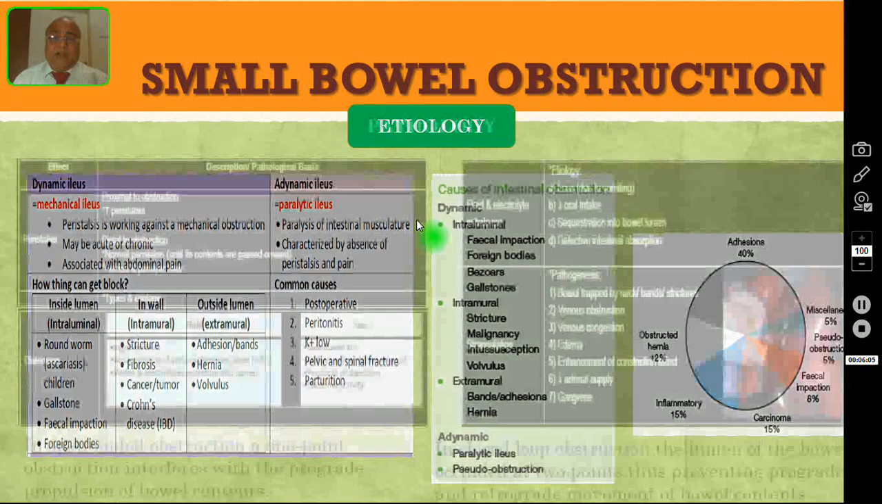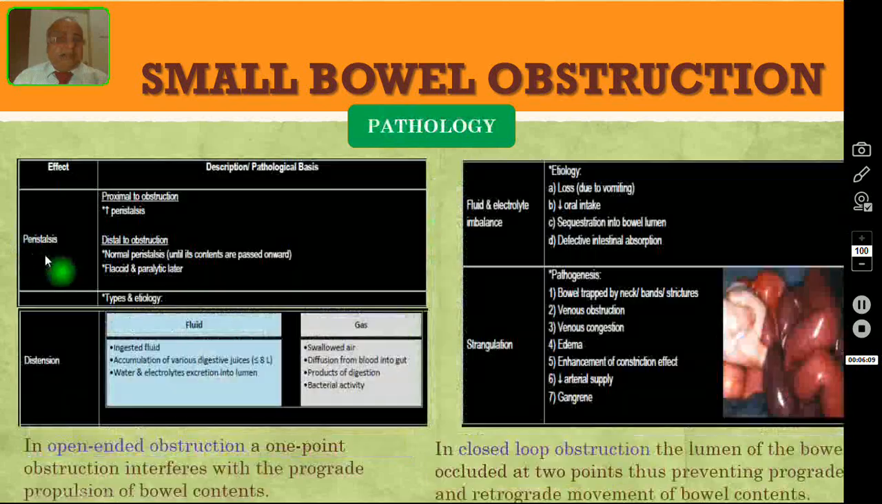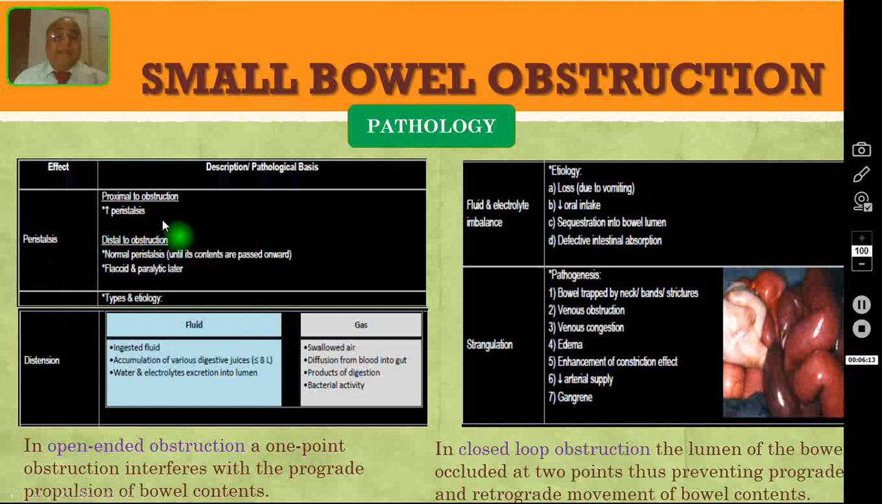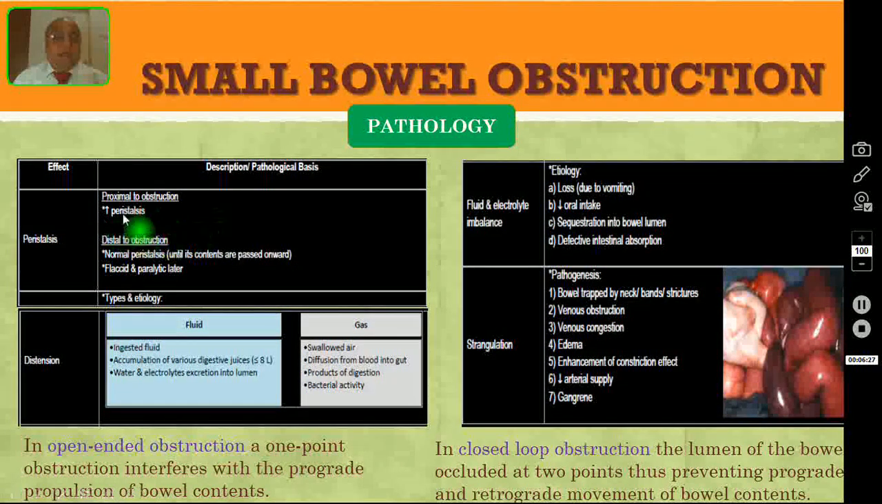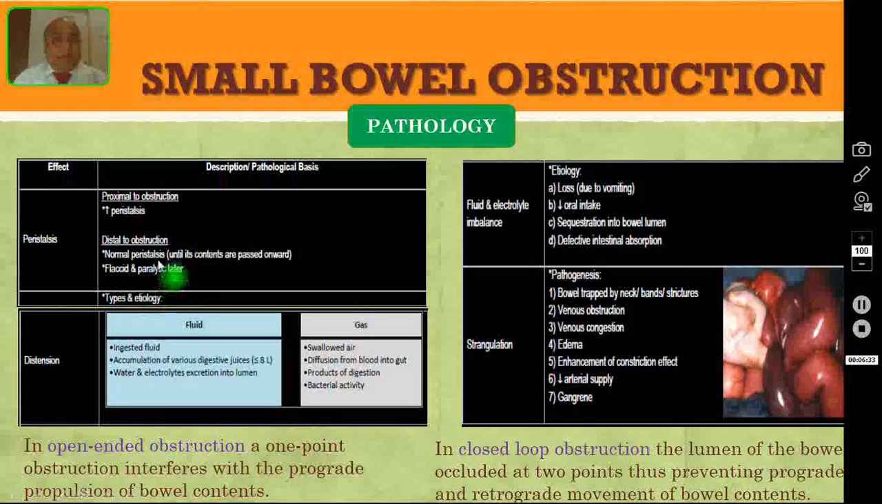So coming to the pathology, the peristalsis. What will happen to the peristalsis? Initially, there will be increased peristalsis proximal to the level of obstruction, and distal to the obstruction, normal peristalsis. This increased peristalsis is known as borborygmi. Finally, the intestine will become flaccid and paralytic, so it will become a silent abdomen.